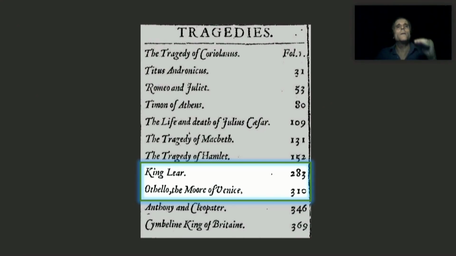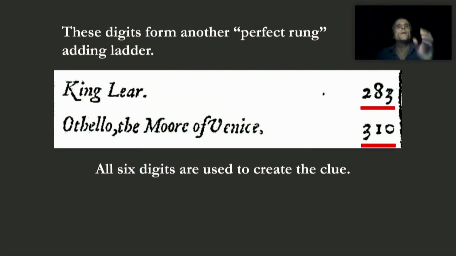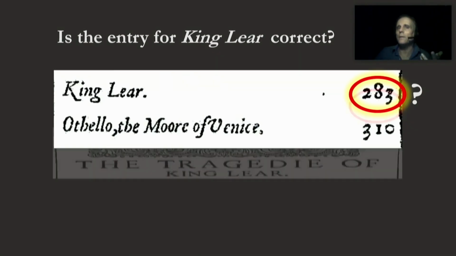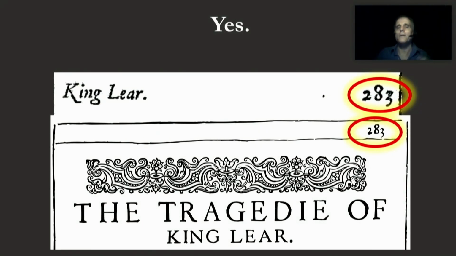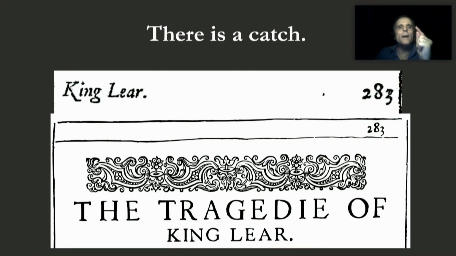Here is the Lear-Othello adding ladder. These digits form another perfect rung adding ladder. All 6 digits are used. The next question to ask is, is the entry for Lear correct? Yes, it is. But there is a catch.